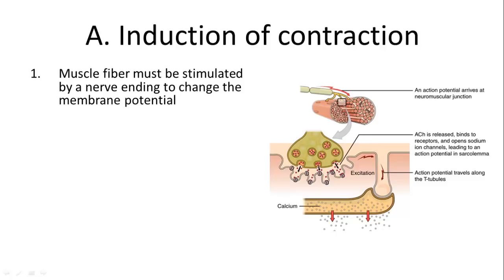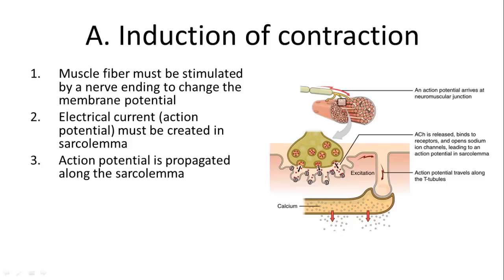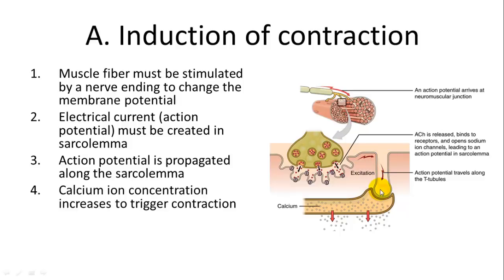Okay, and then that change in membrane potential allows that excitation to go down into the muscle cell. An electrical current, which is called an action potential, we'll study that more in the nervous system, first has to be not created but initiated into the sarcolemma. And then it is propagated along the sarcolemma and then down into the T-tubule, and that's where it triggers the sarcoplasmic reticulum to release the calcium, and that's the signal then for the actin and myosin and the troponin and tropomyosin to shift.